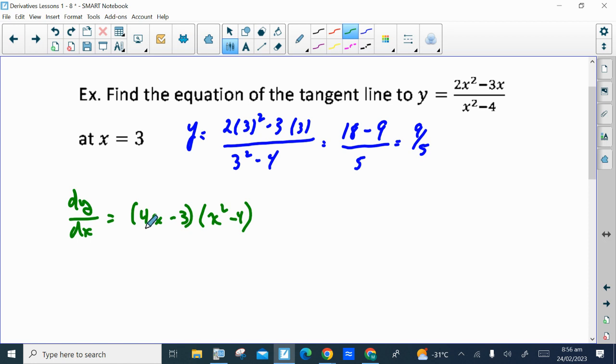So we took the derivative of the top times the bottom minus the derivative of the bottom times the top, all over the bottom squared.